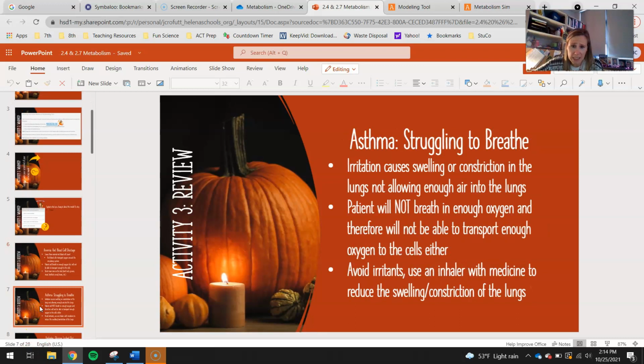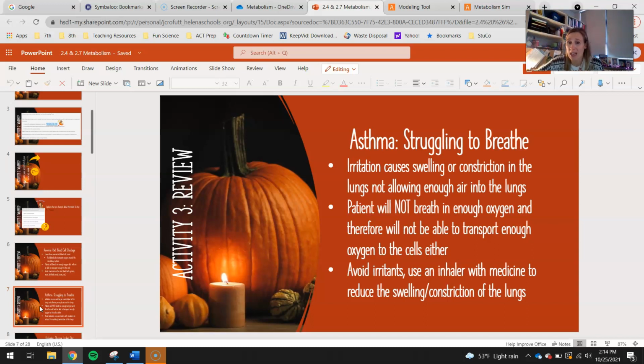Okay. Next condition was asthma. So you guys might be fairly familiar with this one. It is one of our more common conditions that we talked about out of the four. So this is called struggling to breathe. So what we see is for whatever reason a person has asthma, if it's exercise induced or maybe it's something in the air like an allergen that induces it.